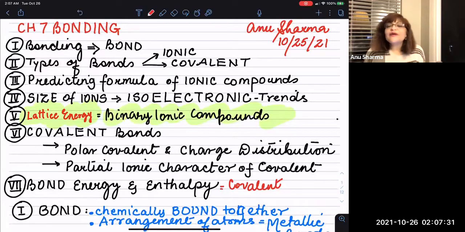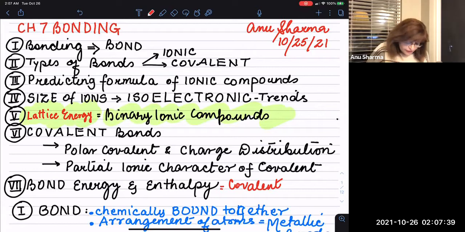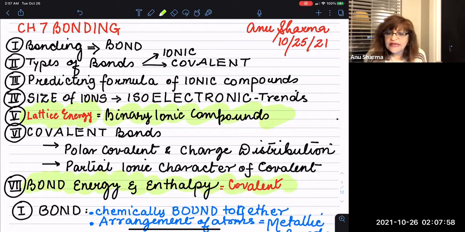Hi guys. Okay, so in this chapter 7, bonding, we are going to now finish up with two important pieces. One is the calculations that relate to the lattice energy, that is the ionic compounds, and then the calculations that relate to the covalent compounds, and that is the bond energy calculations. But before we delve into these calculations, let us try to understand the theory.